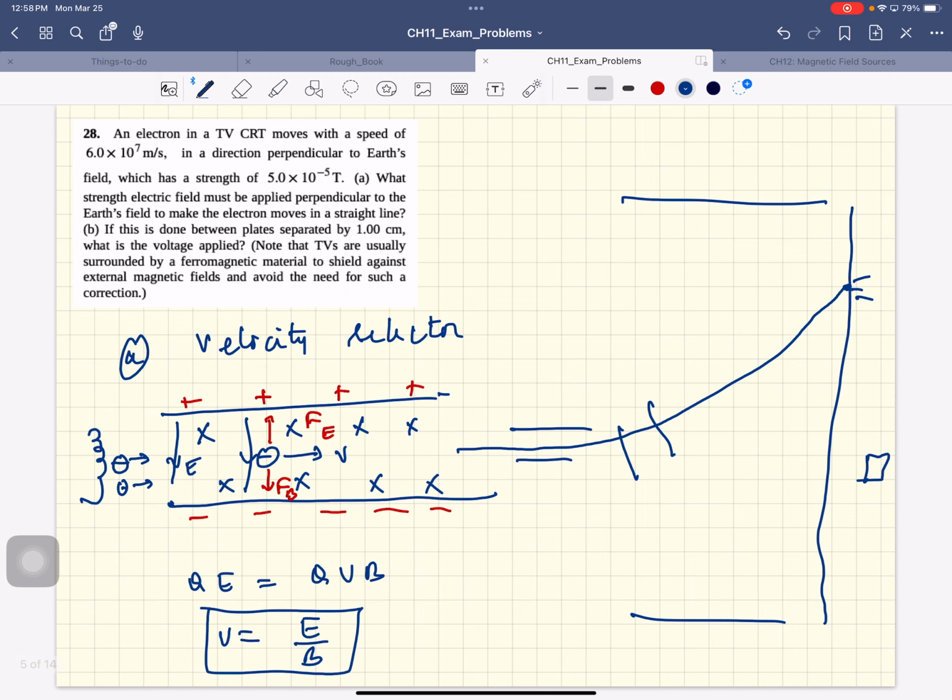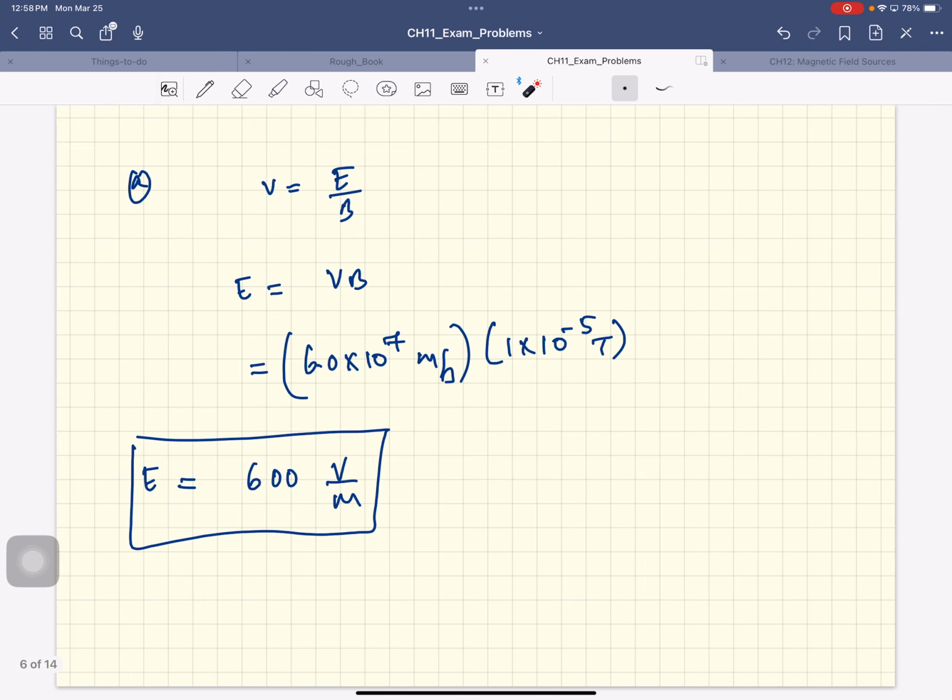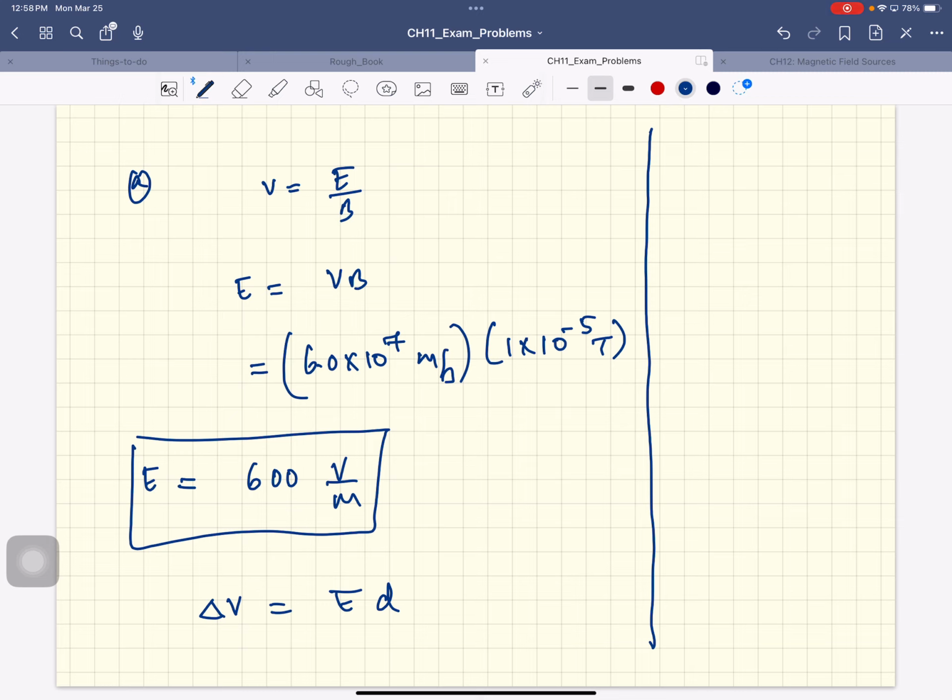And then, if this field is created between plates separated by 1 centimeter, what is the voltage applied? And you saw that the voltage between the plates is the electric field times the distance. So the voltage applied is 600 volts per meter, and the distance between the plates is 1 centimeter, which is 10 to the minus 2 meters. Okay, so 6 volts were applied between the plates.